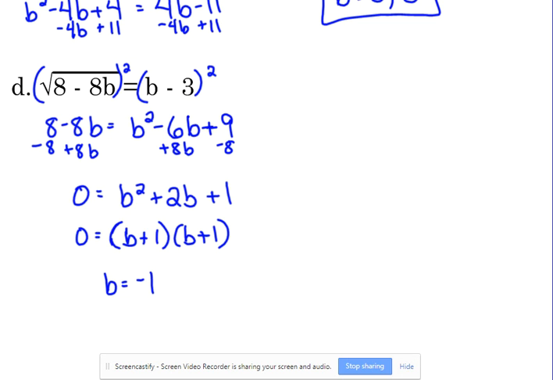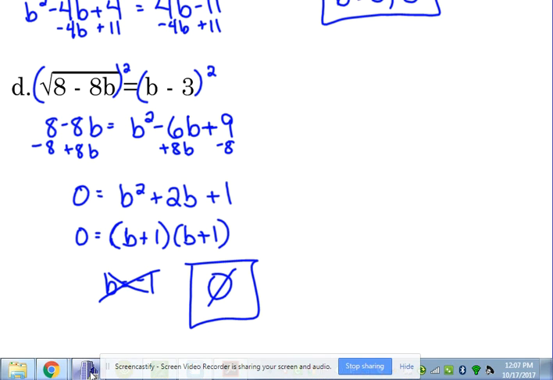But let's check it. 8 minus 8 times negative 1 is 8 plus 8, which is 16. The square root of 16 is 4. When we plug it into the right side, we get negative 4. So this one has no solution.